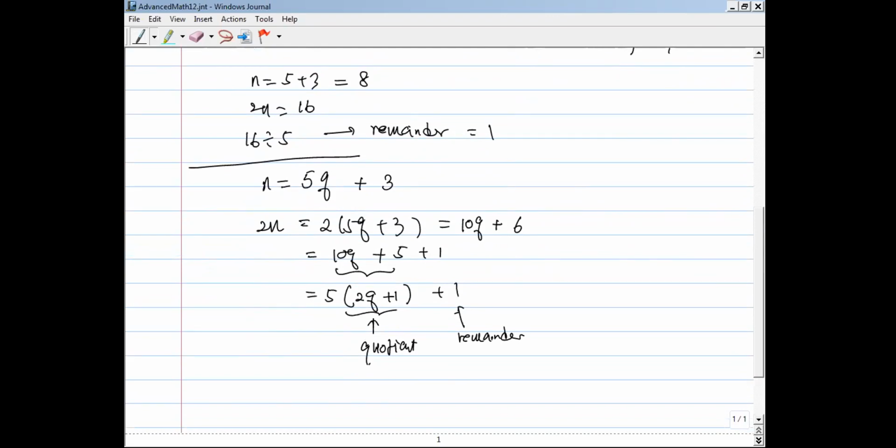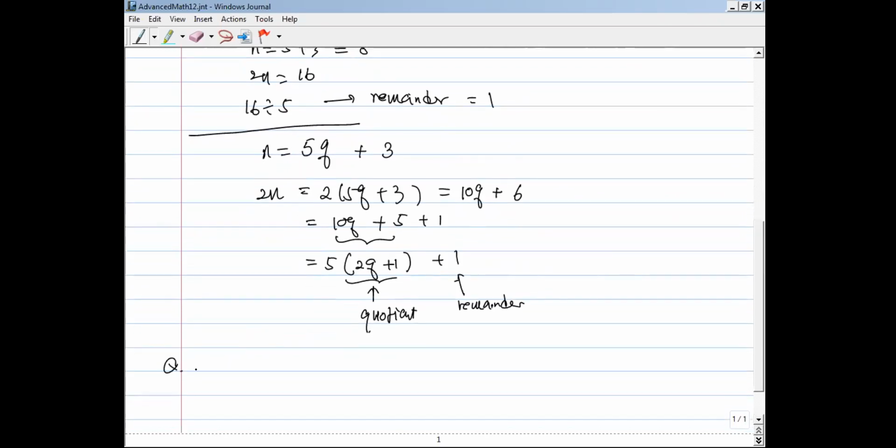So this analysis gives you a good problem. If I say a number divided by 5 has a quotient of 13, what is the quotient when twice that number is divided by 5? Then you can use this formula. So let's look at this problem.